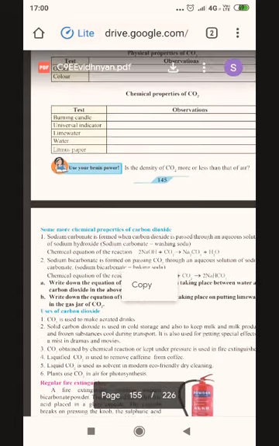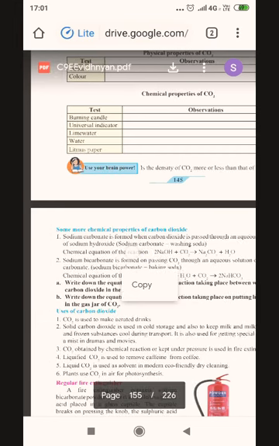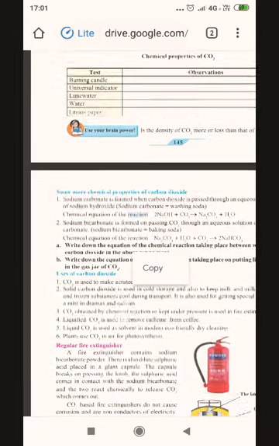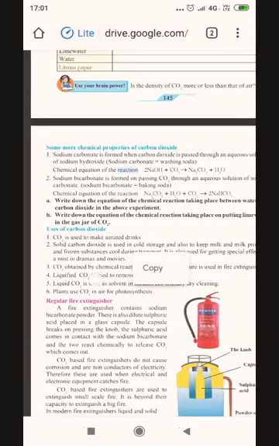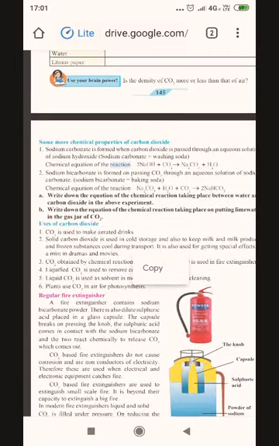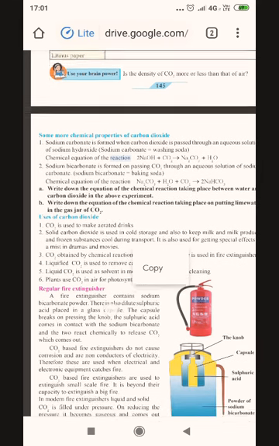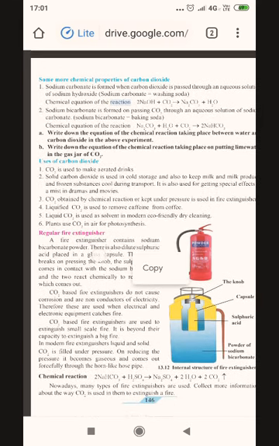When water reacts with carbon dioxide, carbonic acid, that is H2CO3, is formed. Then, when moist blue litmus paper and red litmus paper are put in carbon dioxide gas, carbon dioxide being acidic in nature, the blue litmus paper turns red in color and the red litmus paper remains as it is. Some more chemical properties of carbon dioxide we are going to discuss.